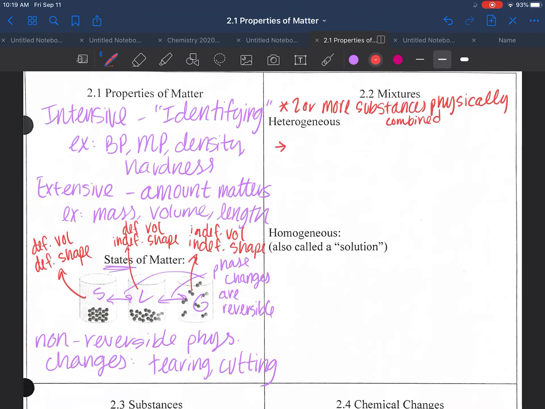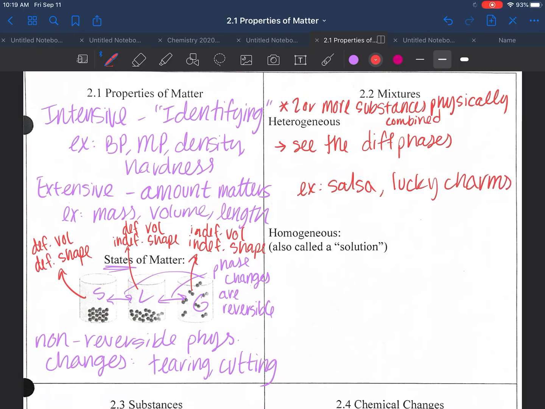So a heterogeneous mixture is defined as being able to see the different phases. For example, we have salsa or Lucky Charms or a hamburger. You can see what would be considered the different phases. And by phases, I mean if we think about salsa, one phase would be the tomatoes, because all the tomatoes in that mixture have the same properties, where another phase would maybe be the onions.